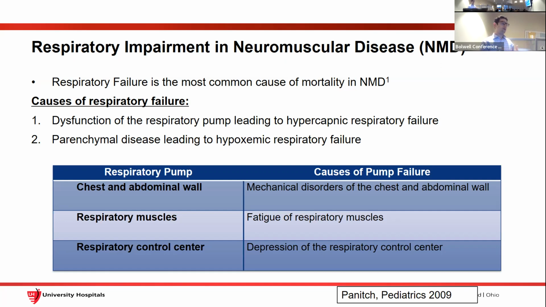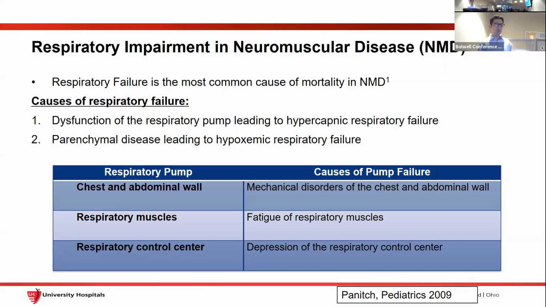And then there's also parenchymal lung disease that develops as a result of weakness, not being able to clear secretions, recurrent pneumonias, those types of things. On the left-hand side, we have the components of the respiratory pump, which include the chest and abdominal wall, and the cause of the failure of the pump. For the chest and abdominal wall, that could be mechanical disorders of the chest and abdominal wall. You think about someone with a small chest, or someone with neuromuscular scoliosis. Then the respiratory muscles: if there's respiratory muscle fatigue, then that pump is going to fail.